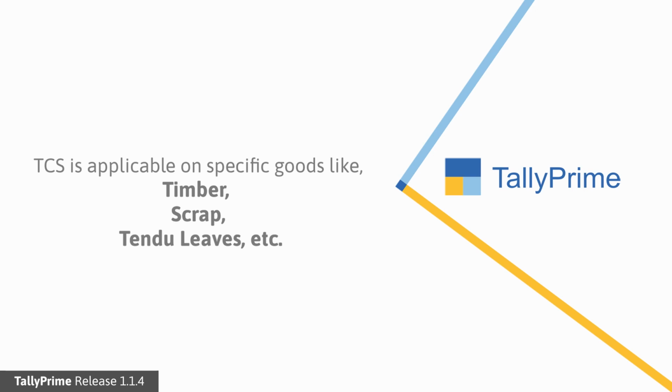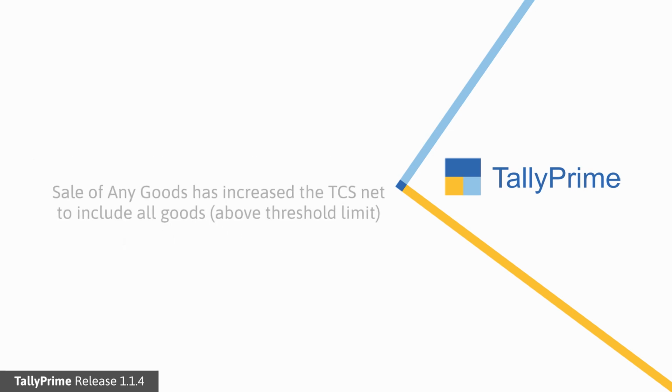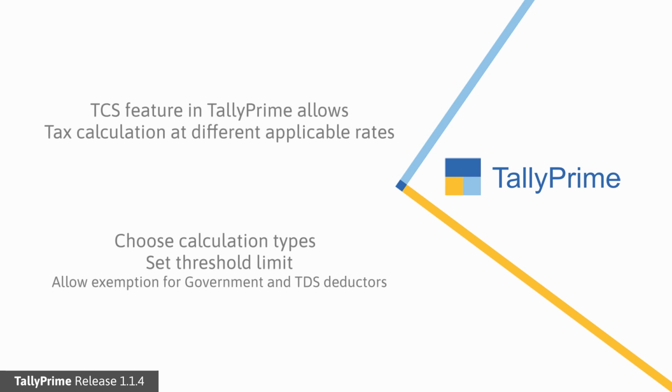Tax collected at source or TCS is what a seller collects from his buyer for selling specific nature of goods, for example, timber, scrap, tendu leaves, and few others. However, with introduction of sale of any goods in Budget 2021, the TCS provisions is amended to widen and deepen its tax base. The TCS feature in Tally Prime allows you to efficiently meet the compliance requirements of TCS.